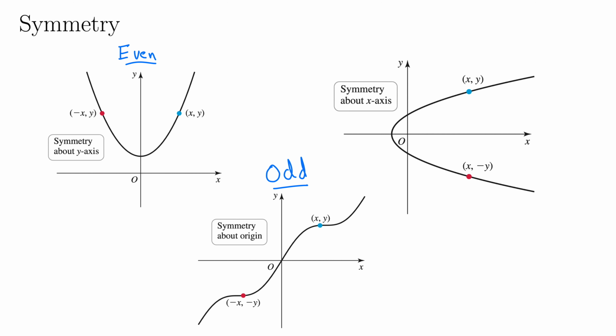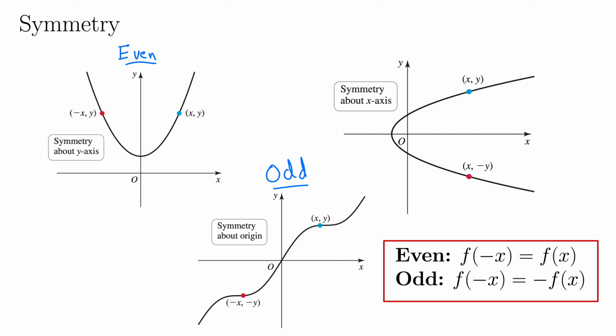Well, oftentimes we don't know what the graph of a function even looks like. So we need a more analytical definition of even and odd. And here it is. If a function is even, then f of negative x is the same as f of x. Meaning that if you replace x with negative x everywhere in the function and get the same function back, it's an even function. For odd, we have f of negative x equals negative f of x. That means if you replace x with negative x everywhere in the function and you get a perfect negative version of the function back, it's an odd function.